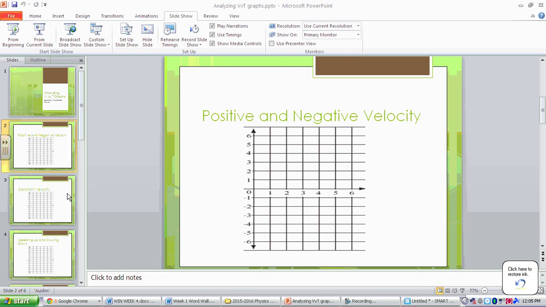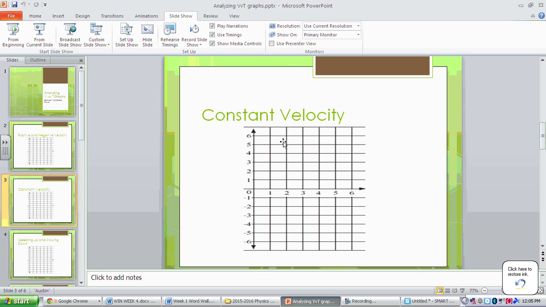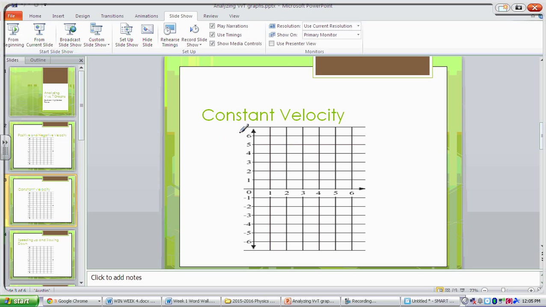So that's positive and negative velocity. A constant velocity is going to represent, again, velocity on the y-axis, time on the x. Constant velocity means that you're going to have a flat horizontal line. So this would be an example of a constant velocity of positive 4 meters per second.